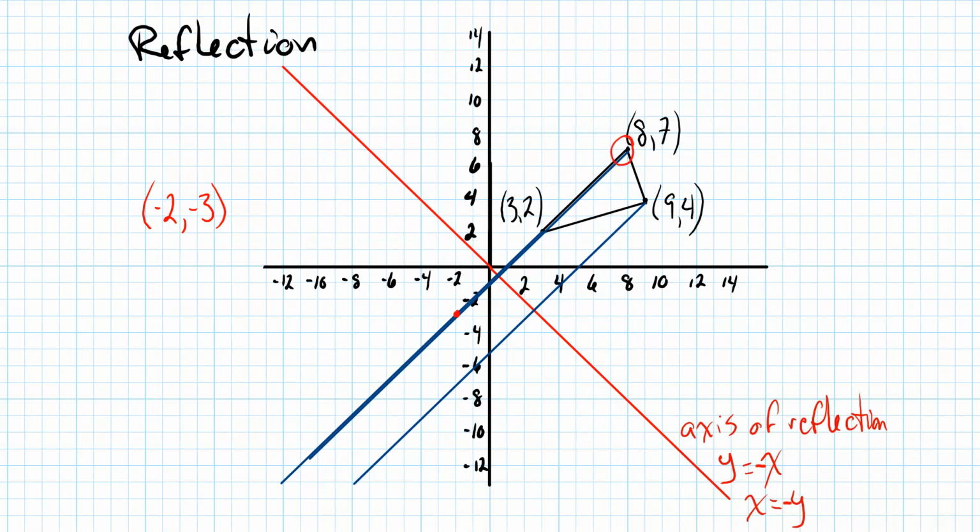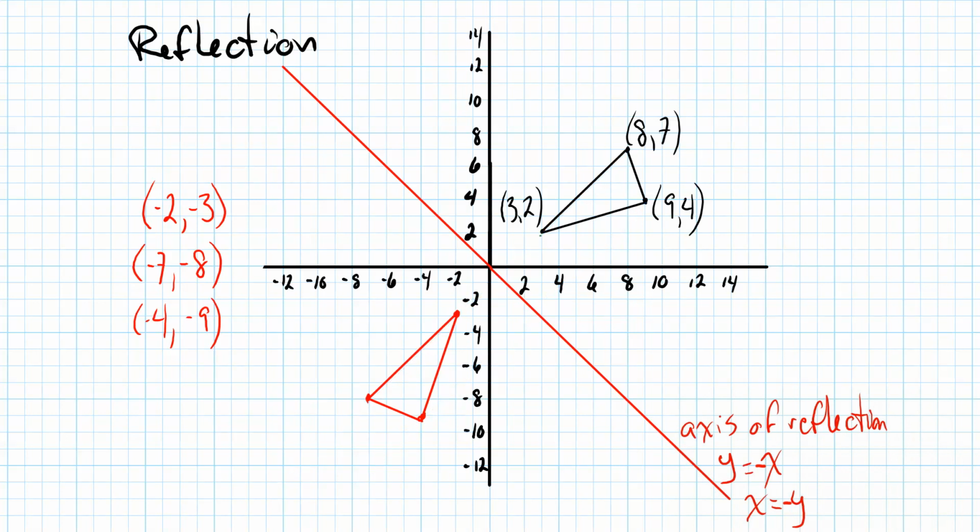Similarly, instead of having 8, 7, we're going to have negative 7, negative 8. And instead of 9, 4, we're going to have negative 4, negative 9. And then we join those 3 points, and that gives us a reflected image that is reflected in the axis of reflection, which we identified as being y equals x or x equals y. You can see this coordinate went to there, this one goes to here, and this one goes to there.